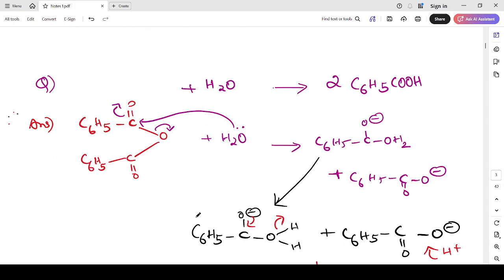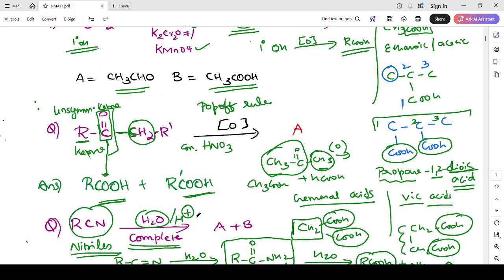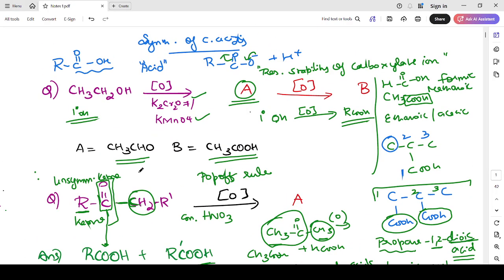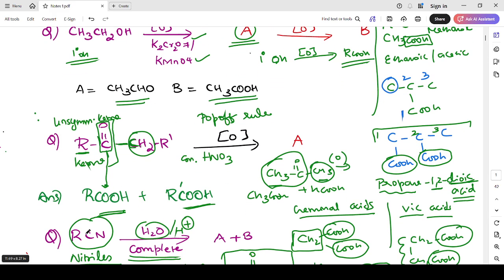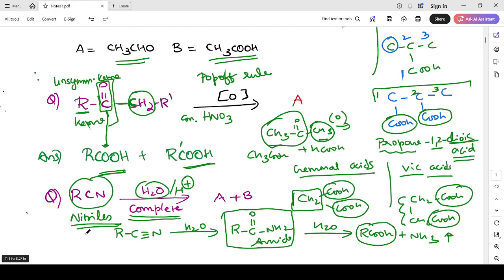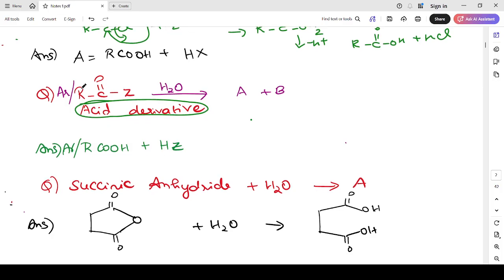We are taking succinic anhydride. So we are discussing the synthesis procedures here. We started with alcohol, we oxidized it. We took ketone, we oxidized it. We took nitrile, we hydrolyzed it. We took acid halides, we hydrolyzed it, or any acid derivative, we hydrolyzed it. Now we are going for anhydrides.